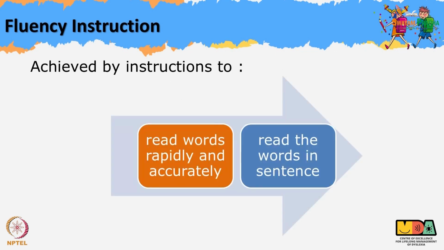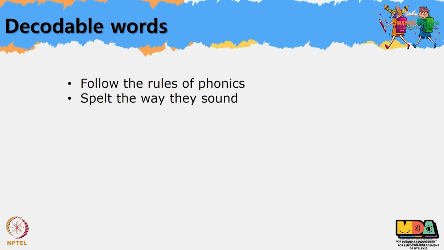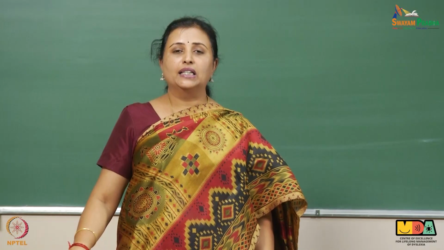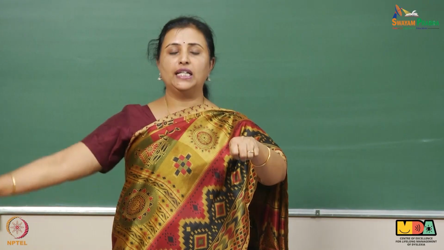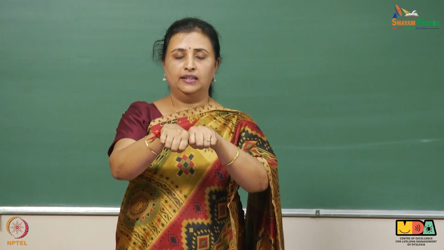Words, as you can see, are grouped into decodable words and sight words. We will first take a look into the decodable words. What are these decodable words? These are words which follow the rules of phonics. They are spelt as they sound. Now, let us take the letters A and G. The sound of A is A and the sound of G is G. A, G, ag. This forms a decoding unit.